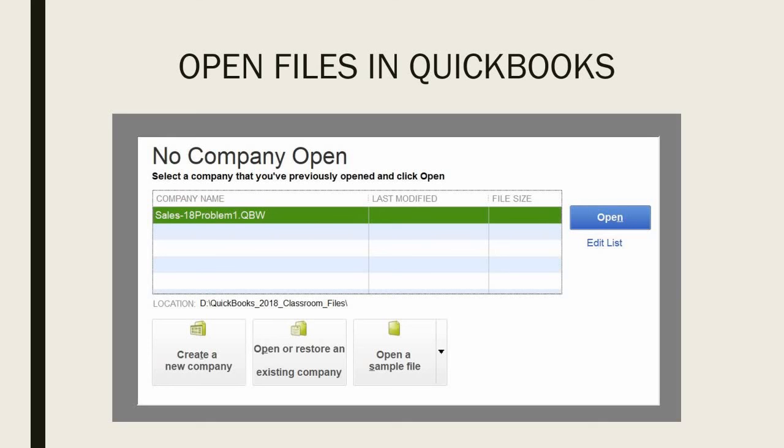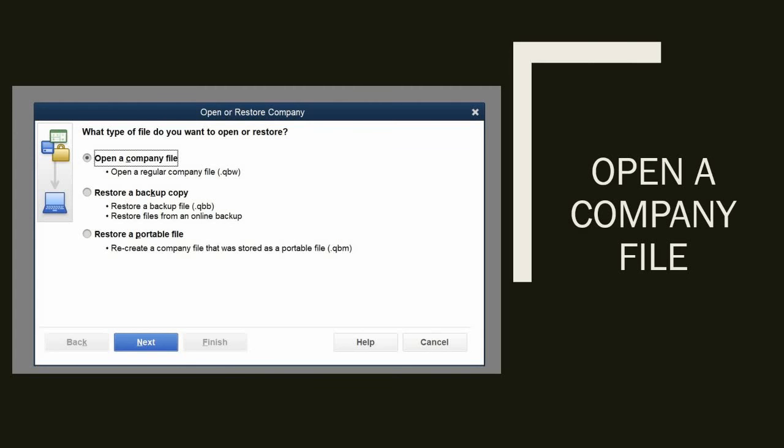We already have files that are already created. Sample files are just for you to explore. There are a preset number of sample files that you're allowed to look at, just to give a feel of what QuickBooks is about. But for this class, we're primarily going to be focusing on either creating a new company file, opening an existing file, or restoring a file, we call it. Okay, so again, those are the options there.